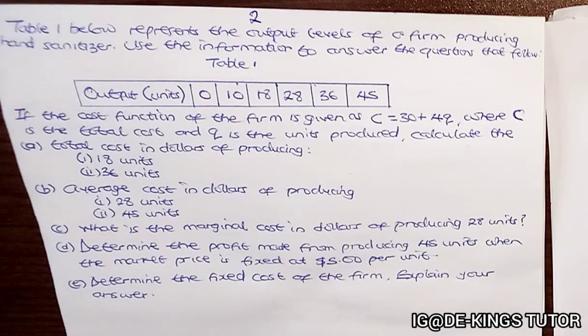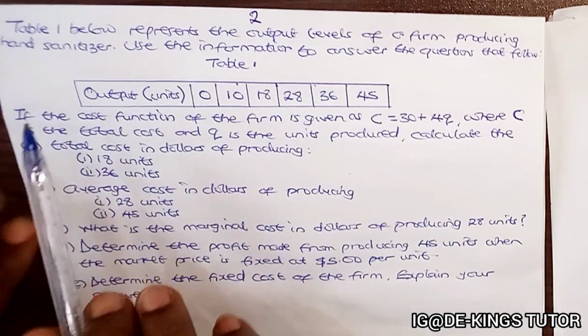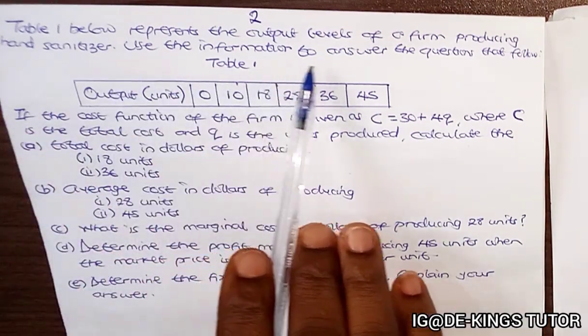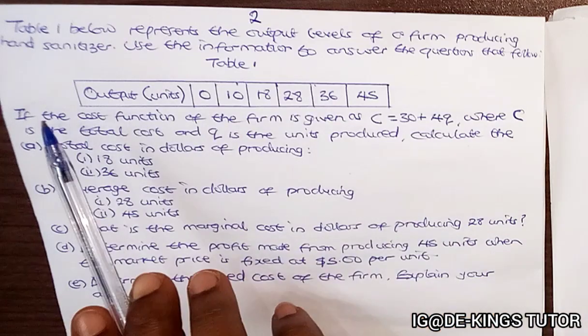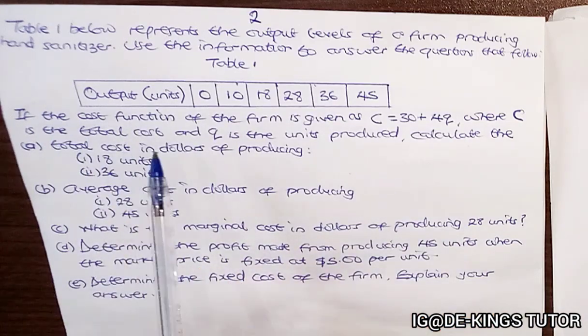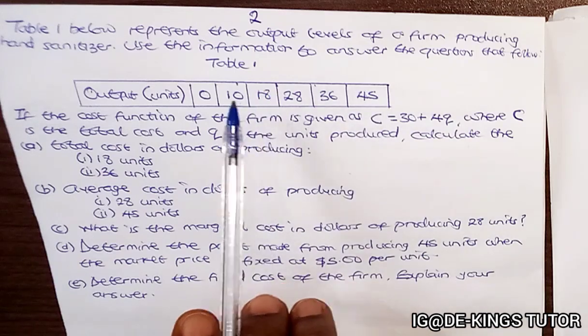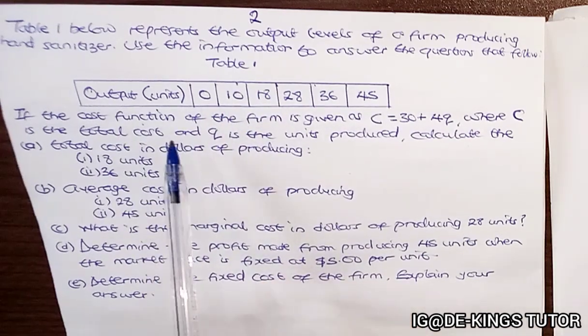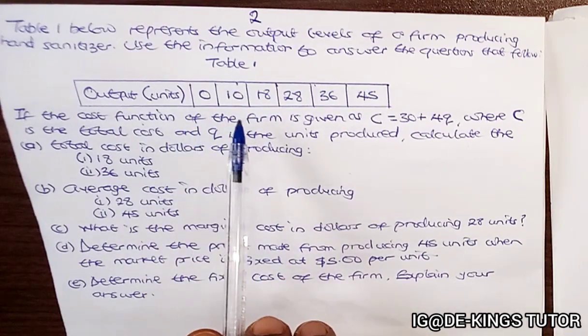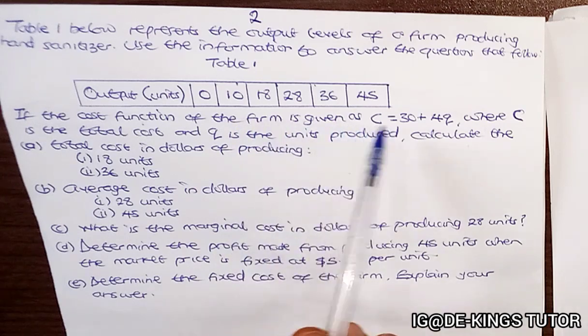Let's see the second question of the Economics 2023 WAEC. The question said, Table 1 below represents the output level of a firm producing hand sanitizer. Use the information to answer the question that follows. We have Table 1, the output in units: 0, 10, 18, 28, 36, 45.